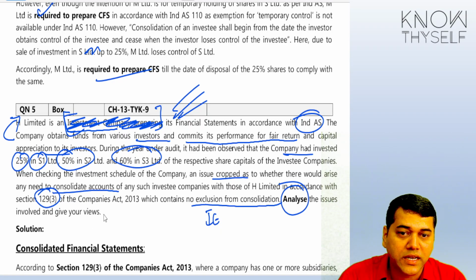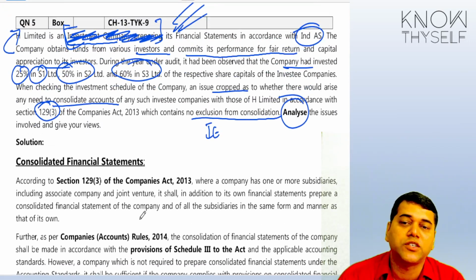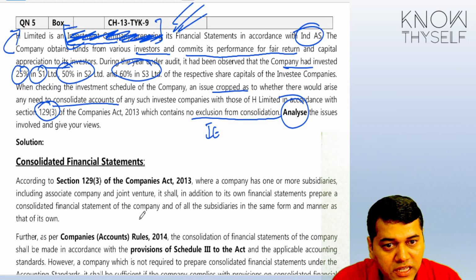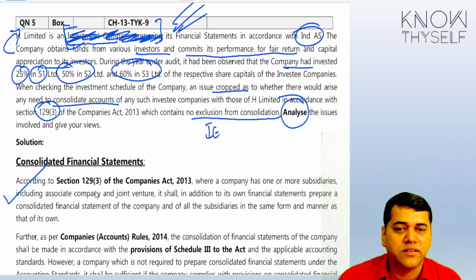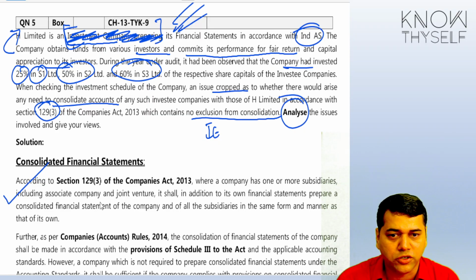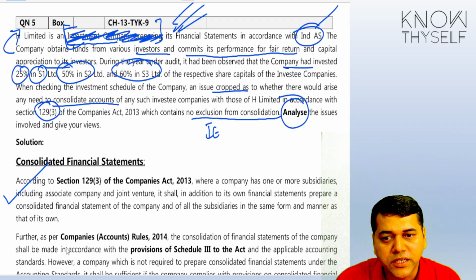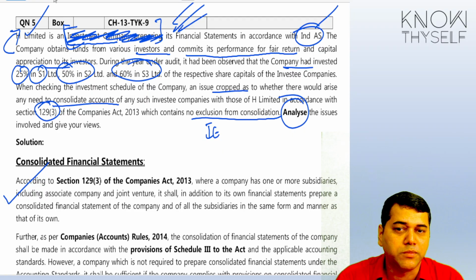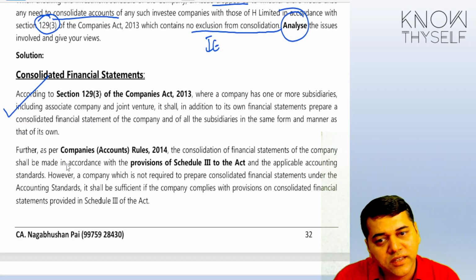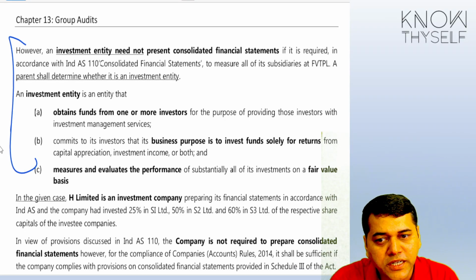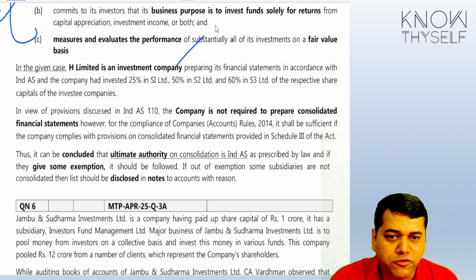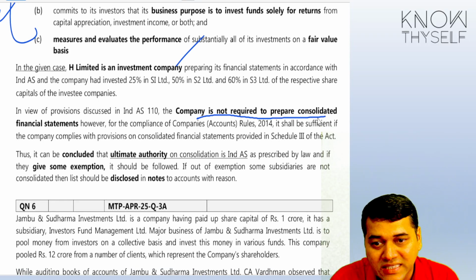Okay, so since you have to analyze, first you tell, is it an investment entity? Is consolidation really required? So first you can always tell your answer: yes, section 129(3) says consolidation is required. Then Ind AS 110, have they told in 110? Yes, 110 gives exemption to an investment entity. So in the given case, H is an investment entity. So the Companies Act says that if you are not going to prepare, then you have to prepare the schedule as required. So who is an investment entity? You will tell that, yes, in the given case it is an investment entity, and 110 gives an exemption.